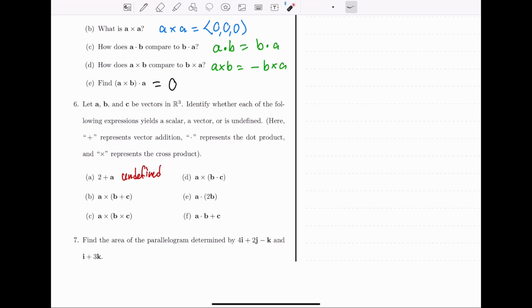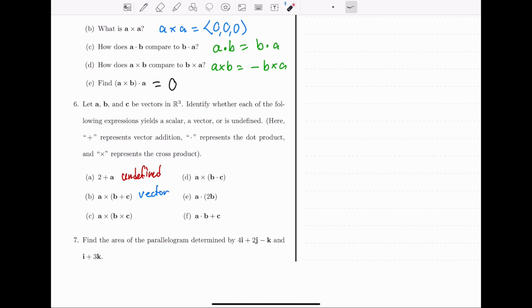How about part B? A cross parentheses b plus c. Let's work in the parentheses first. B plus c, these are two vectors, and this is vector addition. When you add two vectors, you get another vector back out. So we're finding A cross a vector. Is that valid? Can we do that? Well, sure we can. We're taking the cross product of a vector with a vector. That results in another vector. So the answer that we get here is a vector.